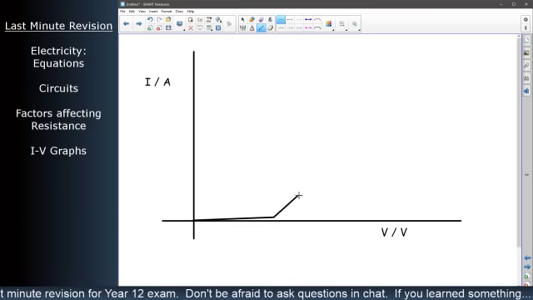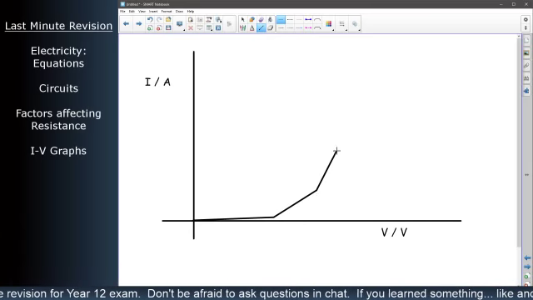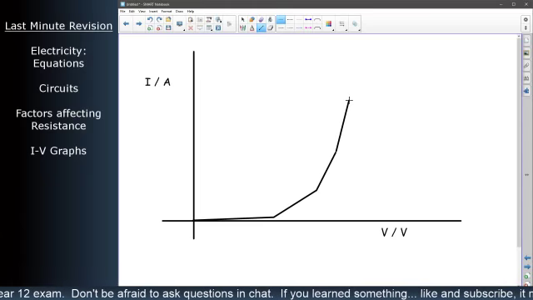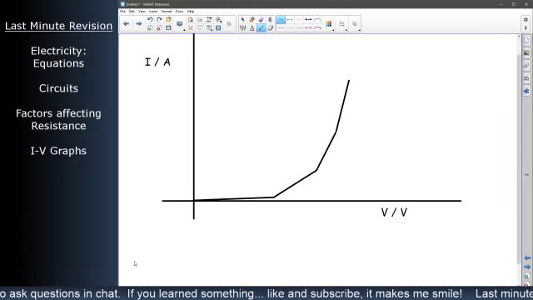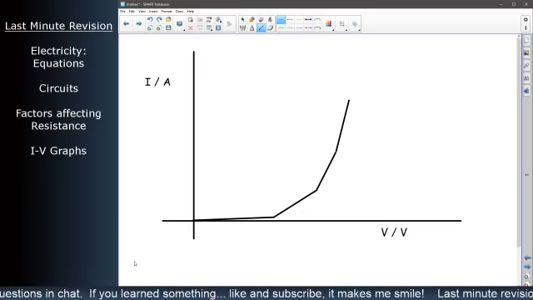But then as time goes on, you get this curvature effect that as the current gets bigger and bigger and bigger, you get less and less resistance. So your gradient gets gradually steeper. So you end up with this type of situation. You end up with a kind of curvy shape like that. Is that all right? Okay, good.